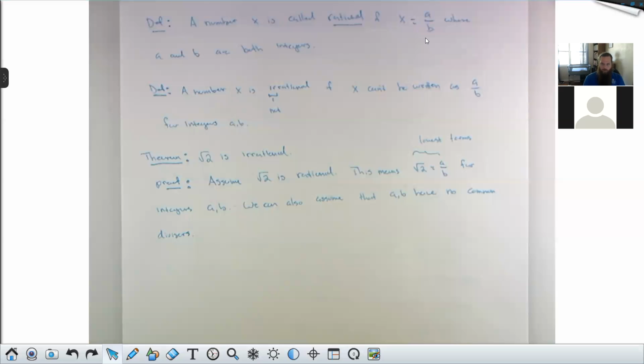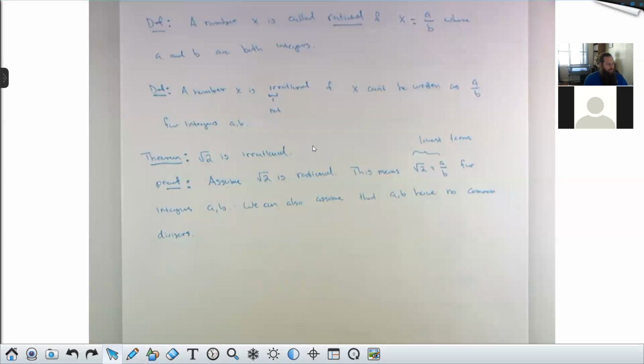So if the square root of 2 is rational, then I can write the square root of 2 as A over B in lowest terms. Sure, there would be other ways to write it, but I choose to work with the simplest fraction that is equal to the square root of 2. We're going to end up with a contradiction, which is going to tell us that this assumption is incorrect, and hence the square root of 2 is irrational.